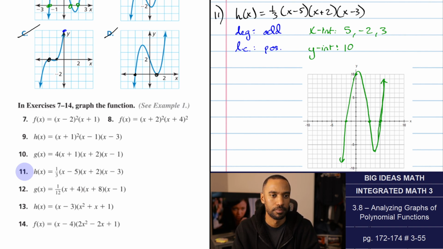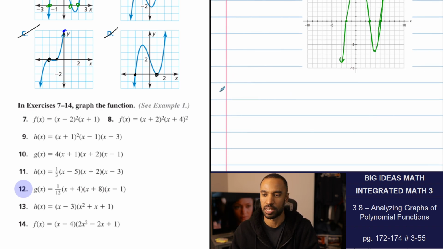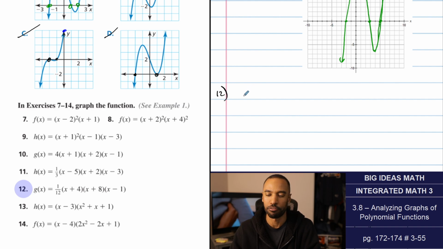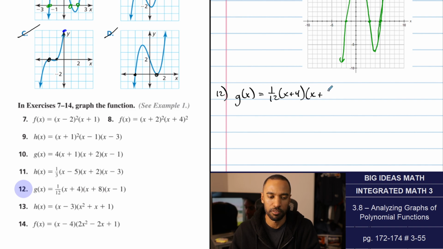Number 12. G of x equals 1/12 times x plus 4 times x plus 8 times x minus 1. Once again, none of these are flipped over. I wish that they flipped some of these things over so we could talk about end behavior going the other way. Doesn't look like they're doing it. Doesn't even look like they're doing it in some future problems after this. I wonder why. I was really hoping for a lot of different kinds of problems here.